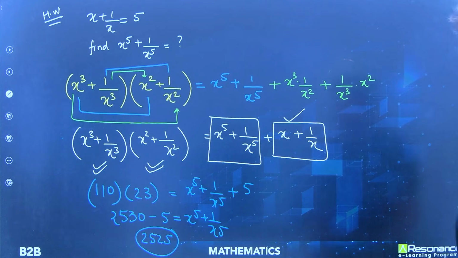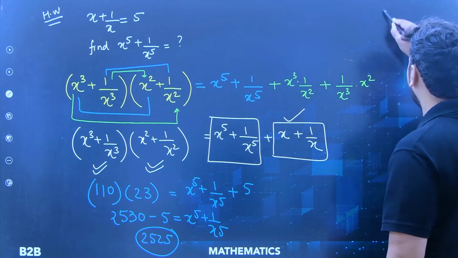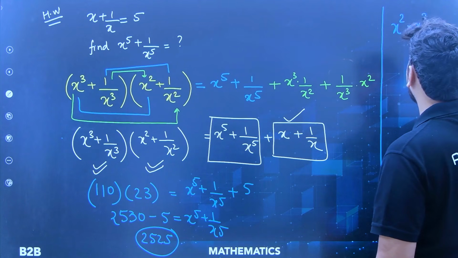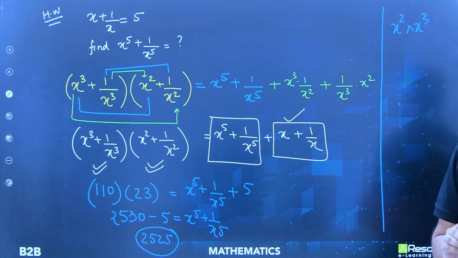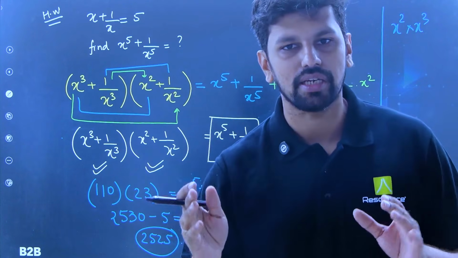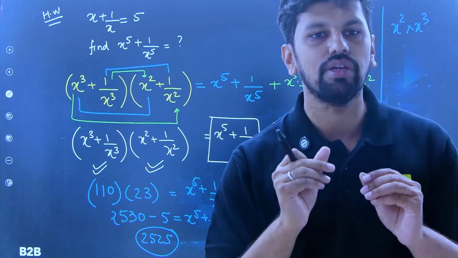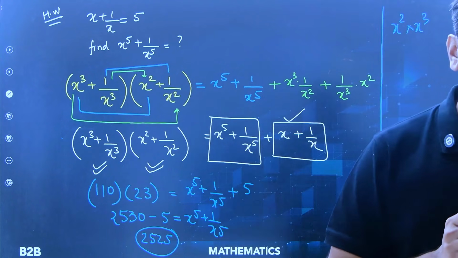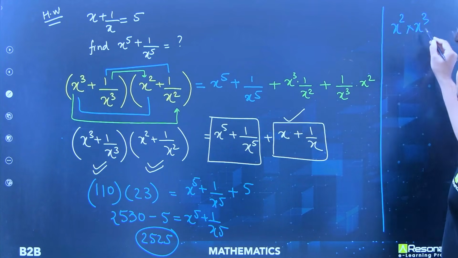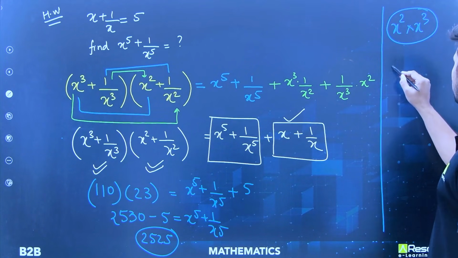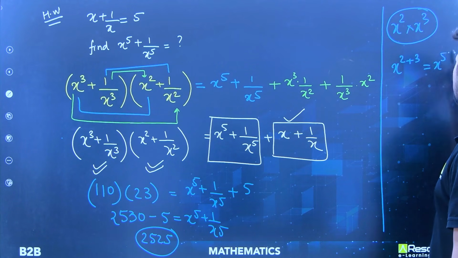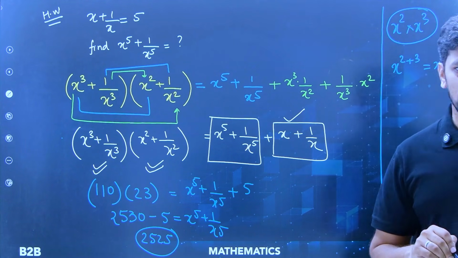Somebody is asking that when we multiply 2 and 3, we get 6. It doesn't happen like that, right? Whenever exponents, meaning powers, are there, and they are in multiplication, we add the powers. We don't multiply the powers.